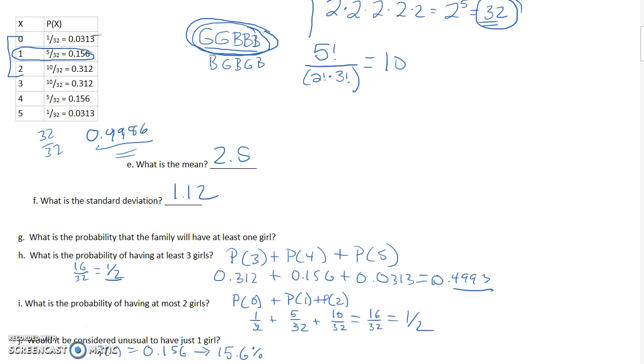You have to think all the way back to chapter 1. What was the first video we talked about? We talked about likely versus unlikely, or usual versus unusual values. We said that it's unusual if it's less than 5%. This is not less than 5%, so we would say no, this is not unusual. So let's say not unusual.